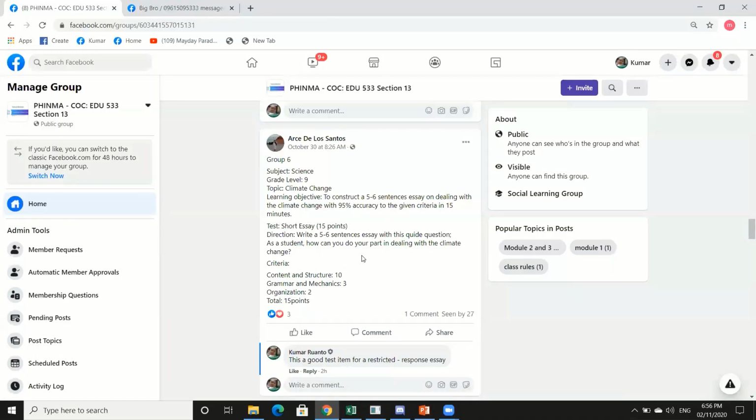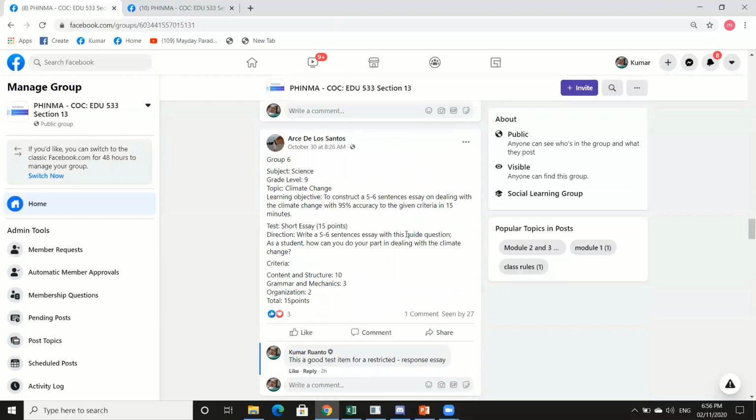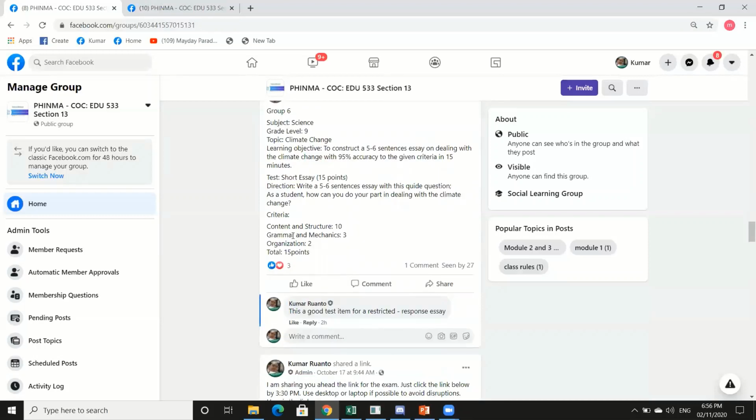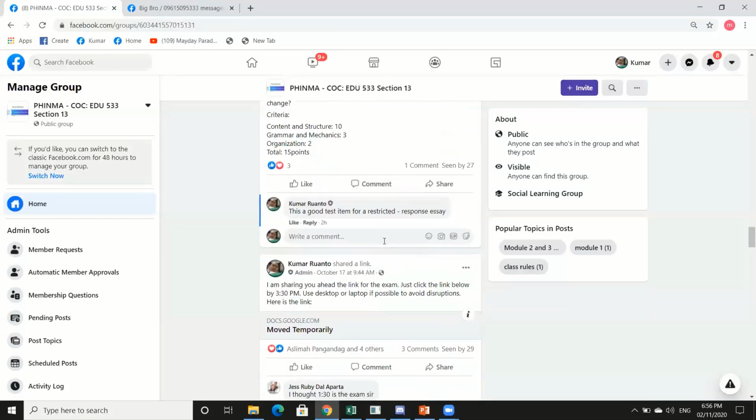Okay, this is an example of a very good essay test item. As a student, there's a guide on how to respond, then what to respond also. Then they also wrote the basis of rating here. So as a whole, this is a very good test item. Very good job, section 13.